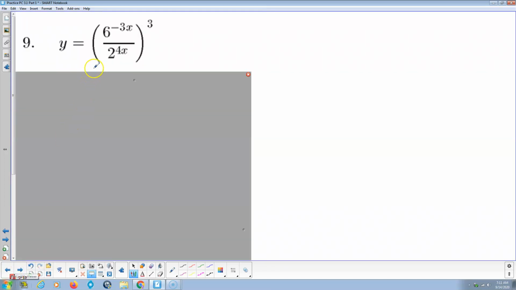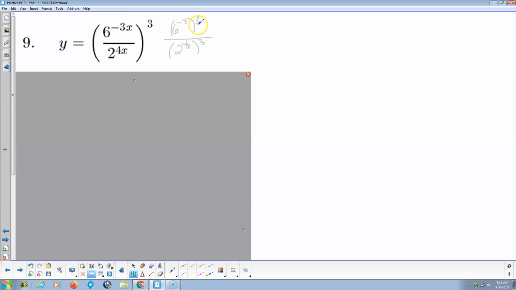Okay, last example. So I'm going to do exponent rule 5 first, the quotient rule. So we're going to say, hey, a quotient, that's a fraction, raised to a power, is equal to the numerator raised to that power over the denominator raised to that power. So that's 6 to the negative 3x raised to the third power over 2 to the 4x power, also raised to the third power. That's supposed to be an x, but my writing is bad with the mouse.